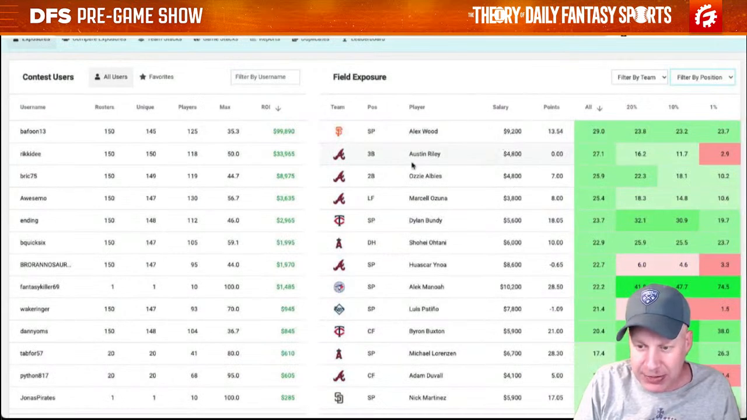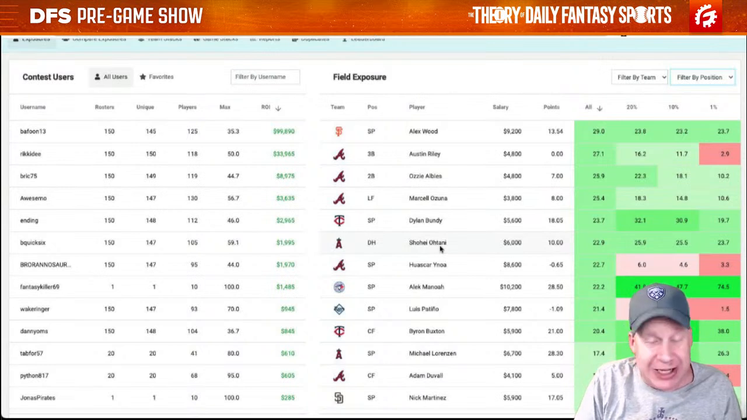But look, Austin Riley, Ozzie Albies, Marcell Ozuna: 20, 27, 25, 25% owned. Like a quarter of the lineups in the contest have Braves stacks. Over-owned. Shohei Ohtani as a one-off because the Angels stack started going down with Trout out. Luis Patino on a pitch count, especially early in the season. I just X'd out Patino.